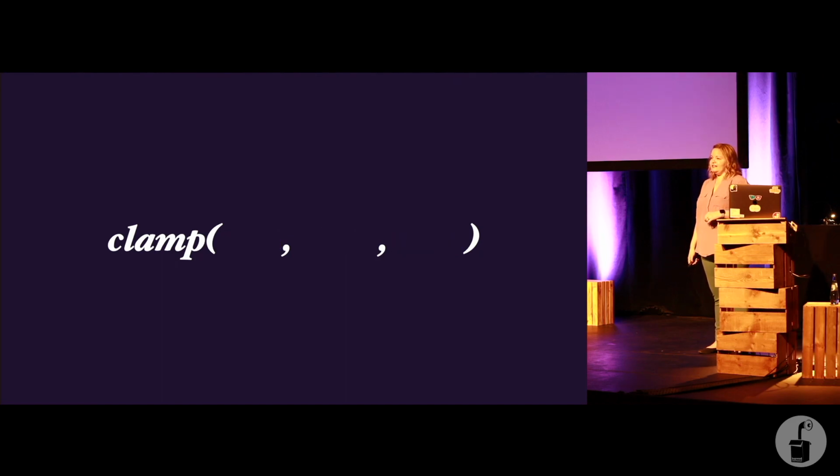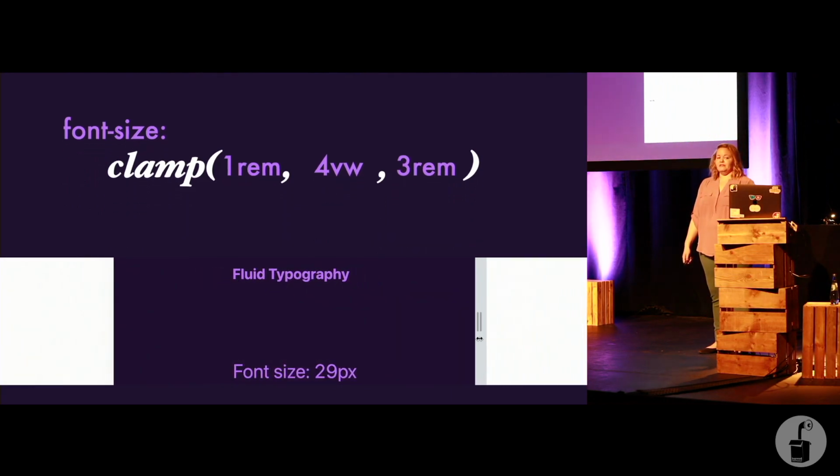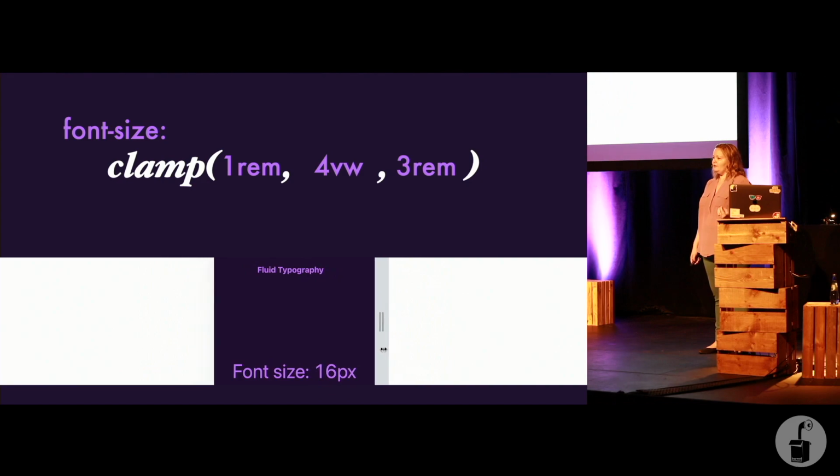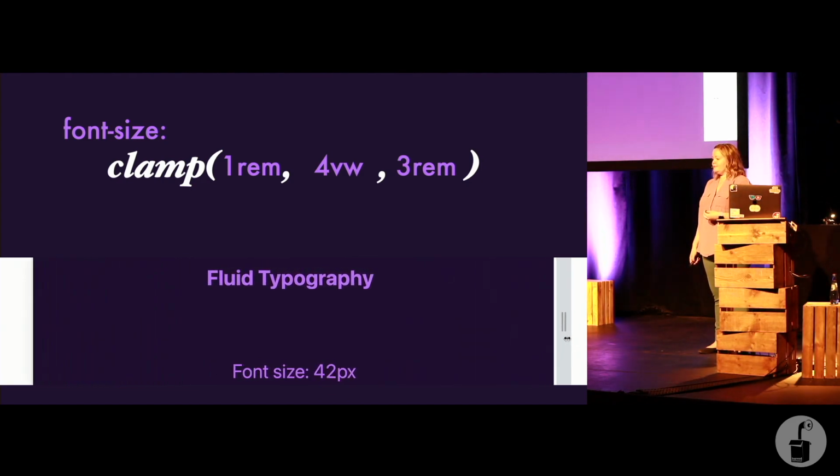You may have encountered clamp under the umbrella of fluid typography, where viewport units are often used. Here's a set of example values. Now, based on the computed value of that 4 view widths, the font size will change. And it will never be smaller than our minimum of 1 rem or larger than our maximum of 3 rem.